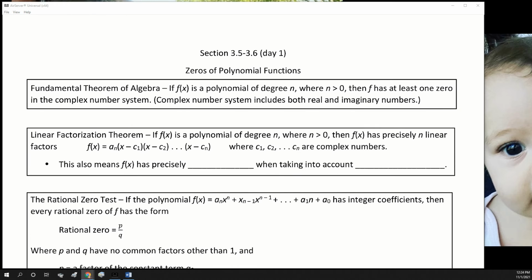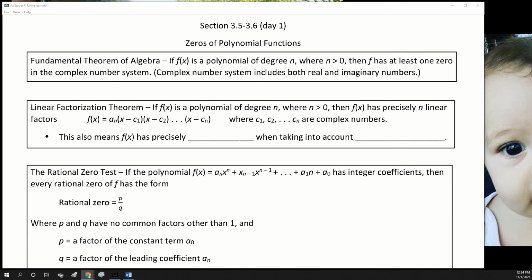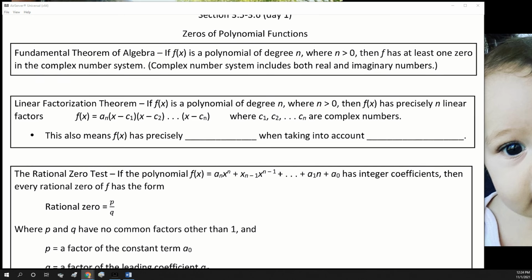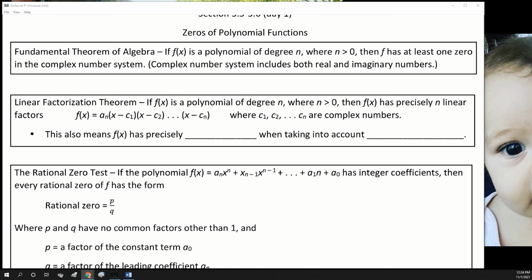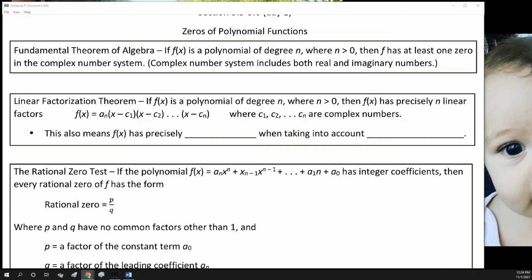All right, so today we are going to still be talking about the zeros of polynomial functions. We're actually talking about the fundamental theorem of algebra. So this is why algebra is even in existence, is really just to find zeros. So the basic principle of algebra is to find zeros.